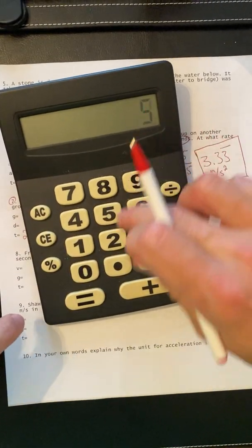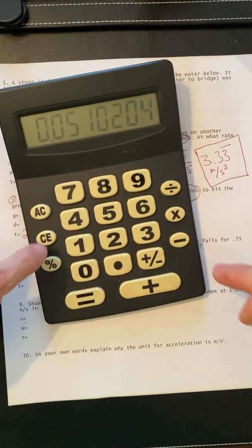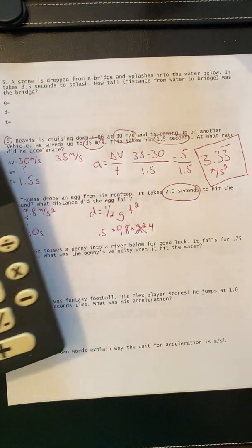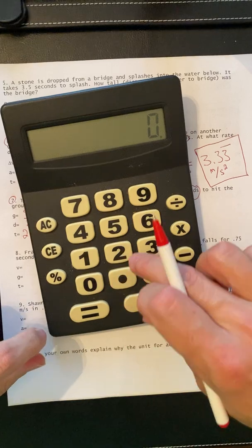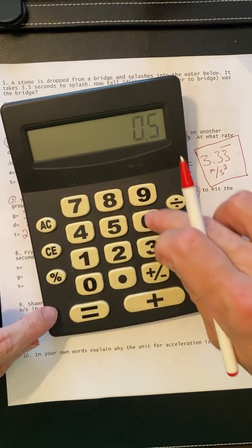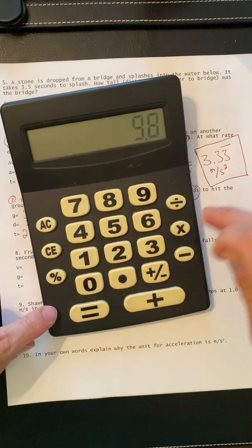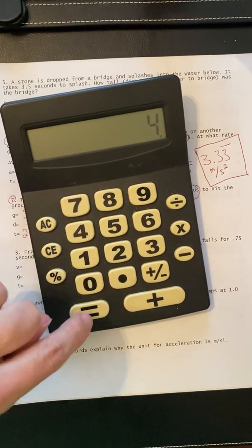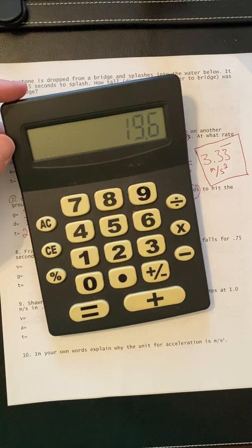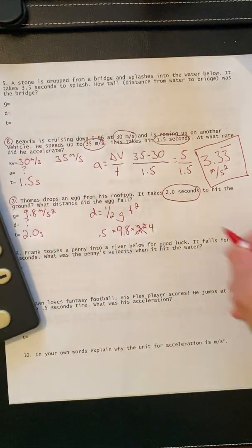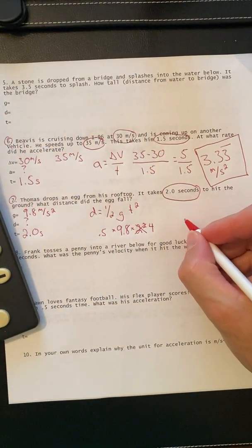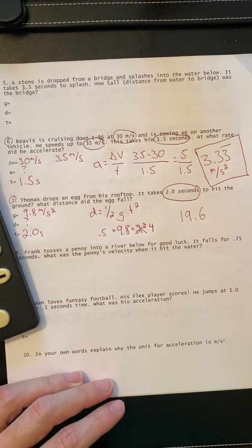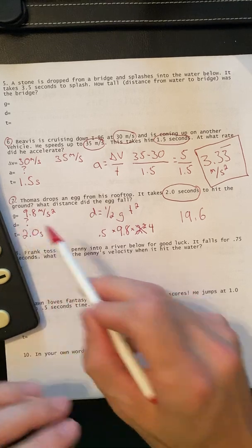0.5 times 9.8 times 4 equals, oops, sorry guys, I made a little boo-boo there. 0.5 times 9.8 times 4, and we got 19.6. All right, well, now I'm at the point where I entered and solved. So I got 19.6. 19.6 what? We're in distance.